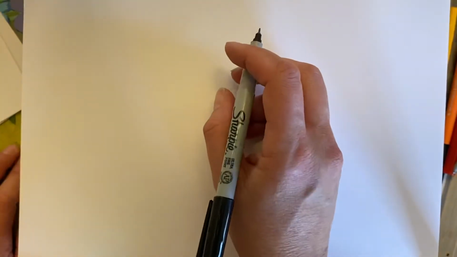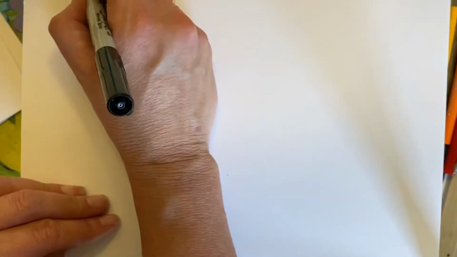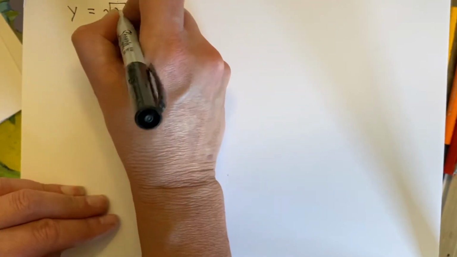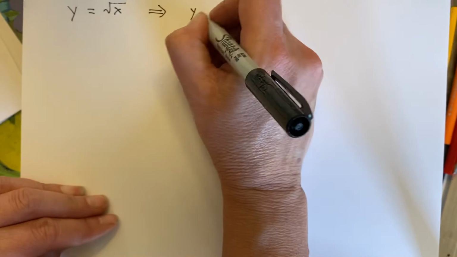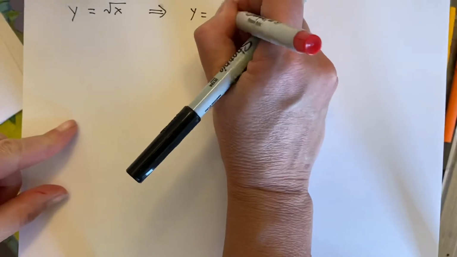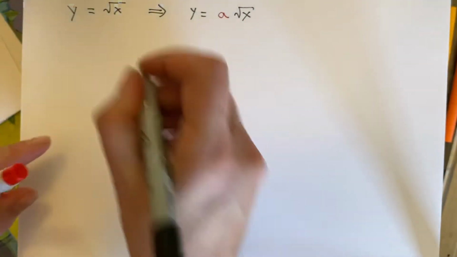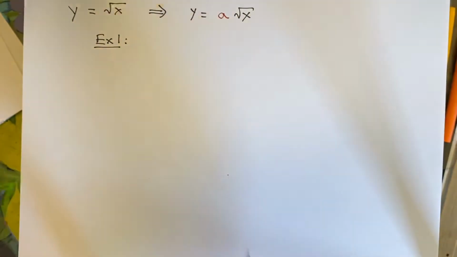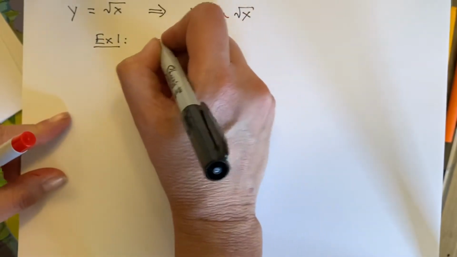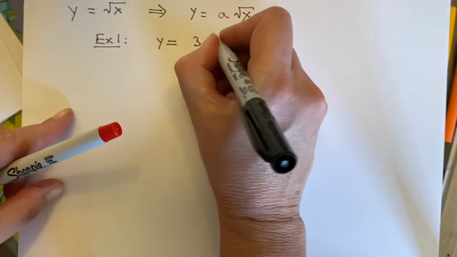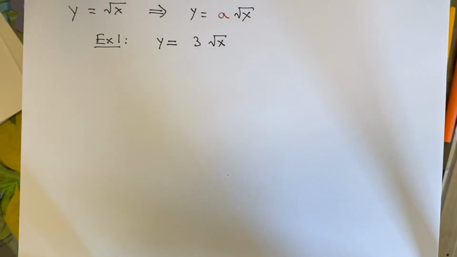Now that we've introduced a radical function, we're going to see what happens when we change the a value. So what happens when I start with y equals the square root of x, and I put an a value in front right here? I'm going to look at exercise 1 and exercise 2, both of which handle that exact question. So for exercise 1, we're going to say what happens if we have 3 square root of x. In other words, if a equals 3.